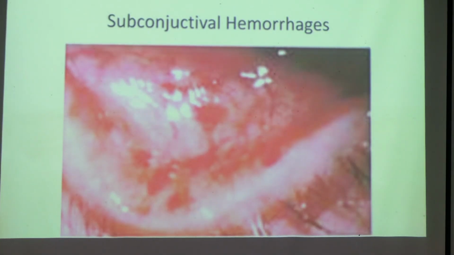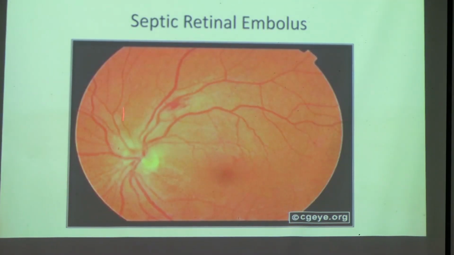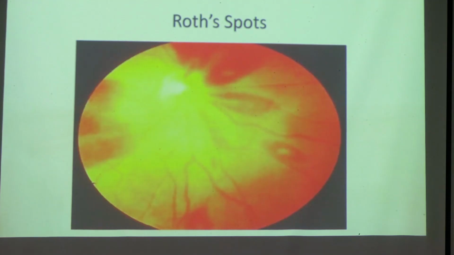This is a subconjunctival hemorrhage. This is the conjunctiva. Subconjunctival hemorrhage, and this is the retinal embolus. You can see this black dot. So it is an embolus in the retinal artery. And another characteristic is your Roth spot. It is again in the retina. So you can see this spot.